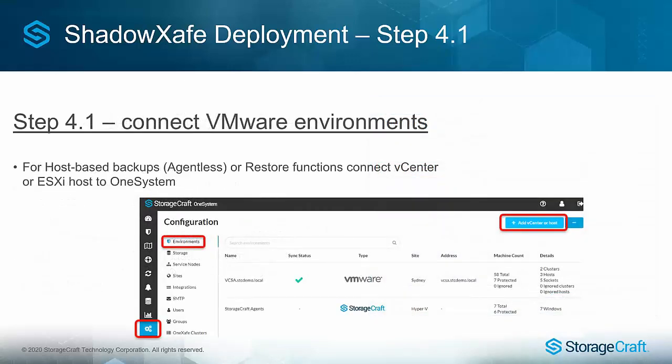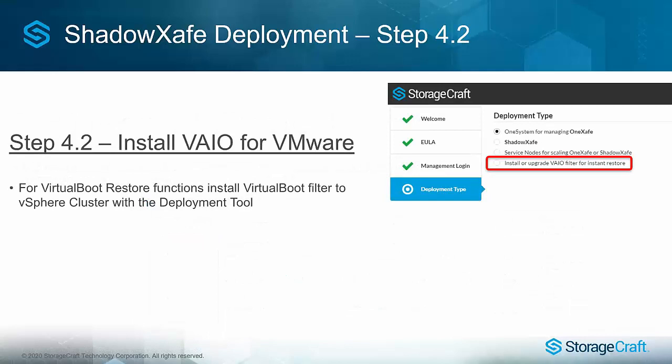If you do have any VMware environments in OneSystem, once the service node's been deployed, you can just click on Add vCenter or Host. It'll ask you which site, and obviously it'll be using that site's service node to validate the connection. And this will enable you to do host-based backup, as well as any virtual boot or full restore functions to the hosts. As well, if you're wanting to do virtual boot in VMware, you have to be running in a clustered environment using vSphere. So that is a requirement for the VMware VIO filter process, but again, you'll use the deployment tool to install this into your vSphere cluster.